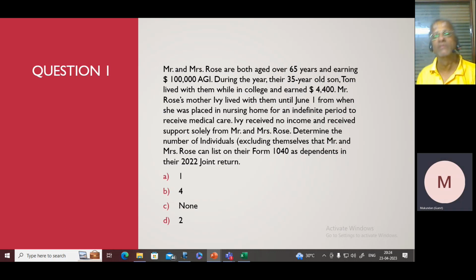Yes, Mukundan, can you read? Mr. and Mrs. Rose are both aged over 65 years and earning $100,000 AGI. During the year, their 35-year-old son Tom lived with them while in college and earned $4,400. Mr. Rose's mother, Ivy, lived with them until June 1, from when she was placed in a nursing home for an indefinite period to receive medical care. Ivy received no income and received support solely from Mr. and Mrs. Rose. Determine the number of individuals, excluding themselves, that Mr. and Mrs. Rose can list on their Form 1040 as dependents in their 2022 joint return. 1, 4, none, and 2.